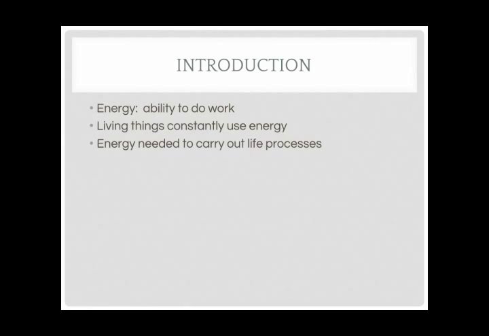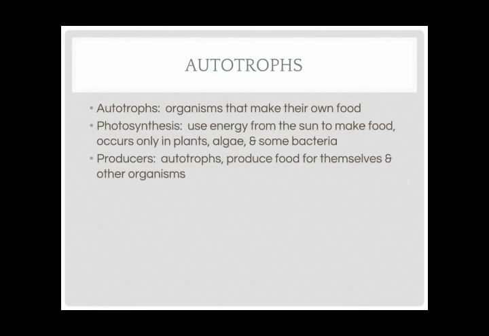So energy is simply defined as the ability of something to do work. All living things are in constant use and constant need of energy. Plants and animals alike need energy in order to survive. The difference is plants and algae and some bacteria will make their own energy, and animals and other consumers will eat other things in order to get the energy that they need to carry out all the life processes. So the two main groups are classified by how they obtain energy.